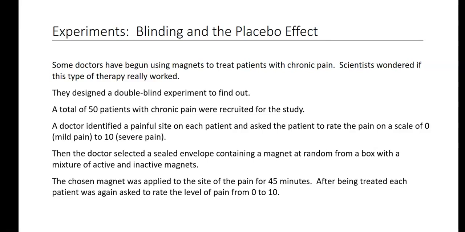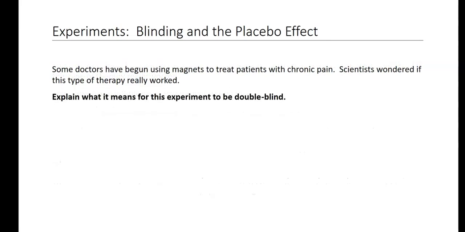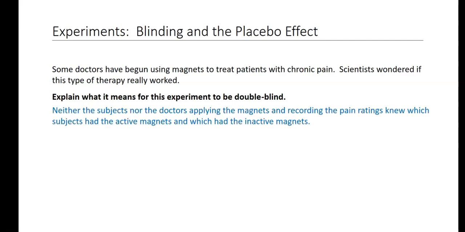So we do have a control group that was given inactive magnets. They think they're part of the group, but they're not. So what does it mean to be double blind? That means the subjects or experimental units don't know if they have a magnet or not. And the doctor doesn't know if they just gave them a magnet or not, right? The doctor or whoever is administering the treatment.